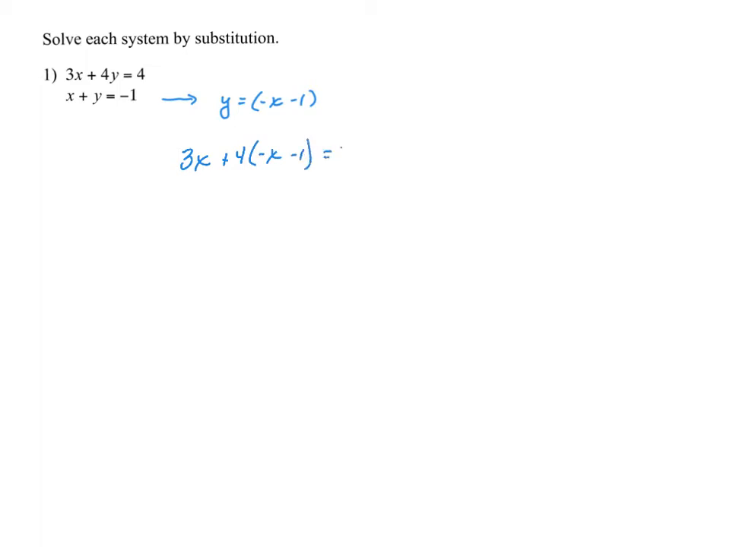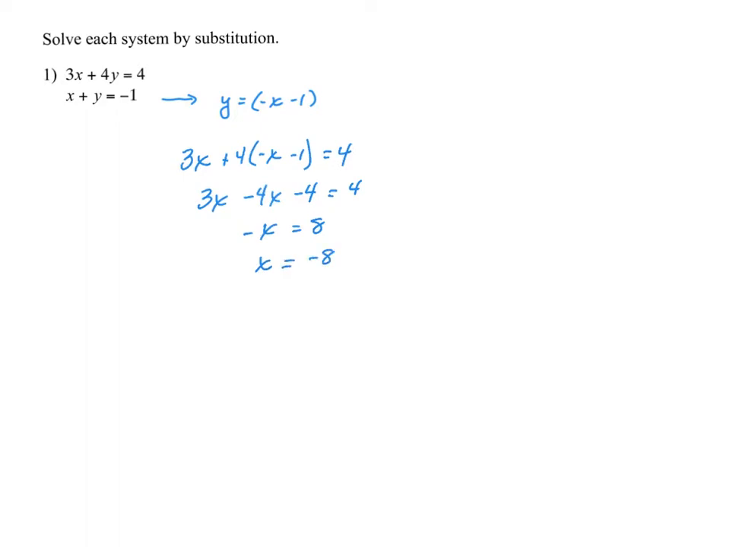X's. There are no other variables, which means I can solve for X. Got to distribute that 4. So now we're going to combine like terms and move the -4 over all in the same step. And divide by -1, and you get -8.